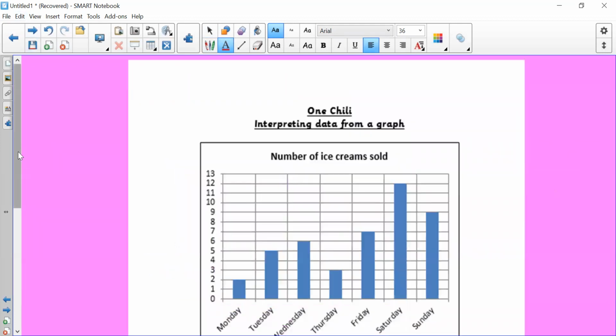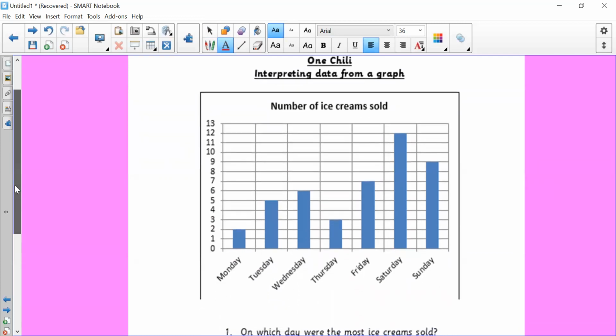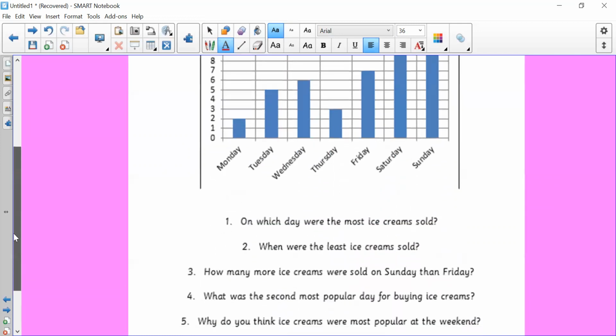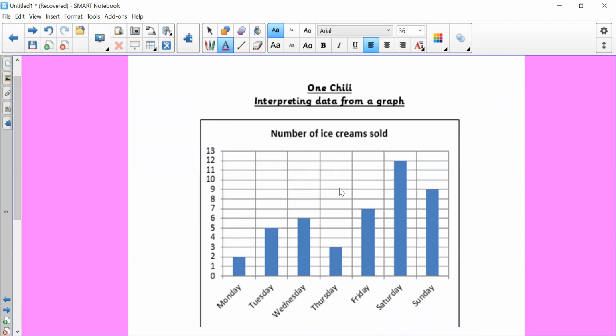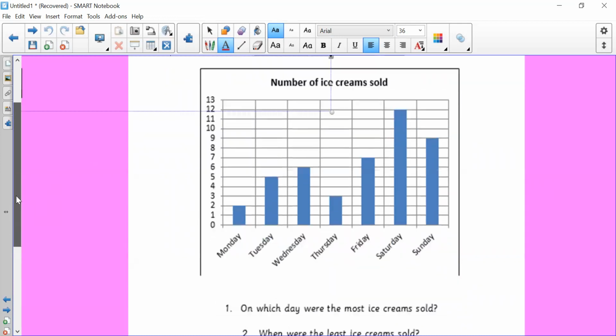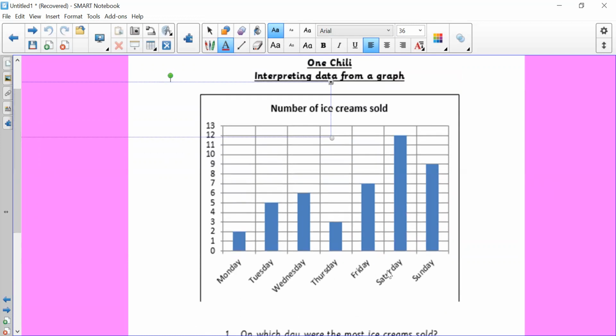Now for today's work, there are 3 challenges. You are only required to complete 1. So here is your 1 chili challenge. Now, if you are doing this on Teams, please feel free to pause this lesson, go in and find this assignment. And before you even scroll down to the questions, please just spend a bit of time looking at the data. Now you'll be able to see for all of these, they don't actually have labels for their axes.